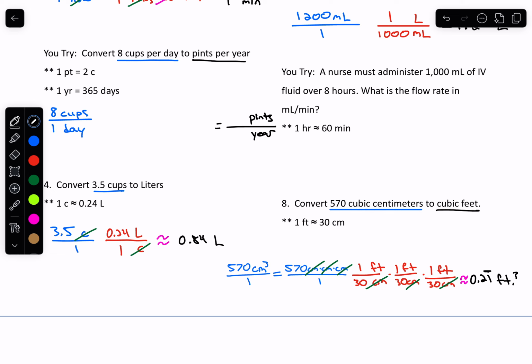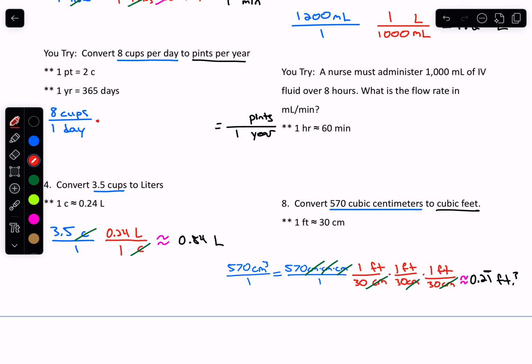And when it says pints per year, really we want pints per 1 year. Okay, so when we use that unit, pints per year, it's pints per one year, not pints per plural years. Just like cups per day is cups per one day. Okay, so now in the middle, notice cups and days both need to disappear.